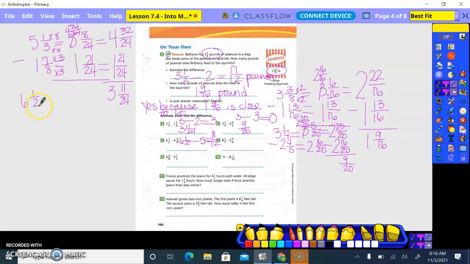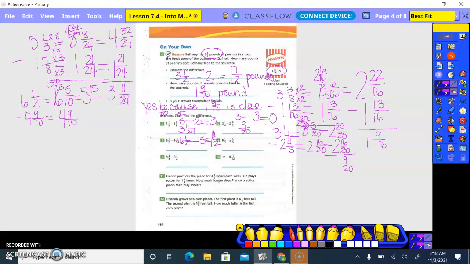So we have 6.5 minus 4 and 9/10. So what's our common denominator? 10. Okay, so 6 and 5/10, right? Minus 4 and 9/10. Okay, so can I take 9/10 from 5/10? No. So this 6 is going to have to become what? 5 and 10/10, which equals what?